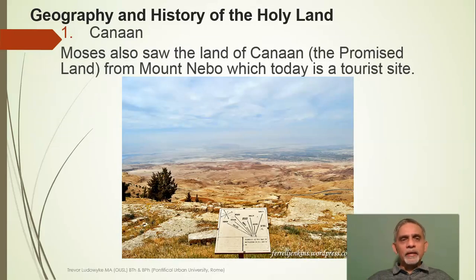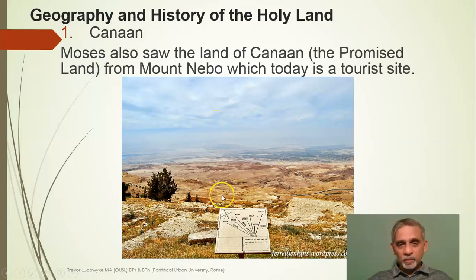Right, so Canaan, again, Moses also saw the land of Canaan, the promised land. He came to a point that we call Mount Nebo. He came up to Mount Nebo, and God decided that Moses would not enter the land of Canaan because of his disobedience to God's command, where he was asked to ask for water in the desert, and he tapped the rock, in disobedience to God's command. So God punished him in a way and said, okay, you are not going to enter the land of Canaan. But God gave him the opportunity to see the promised land from Mount Nebo, which today is a tourist site.